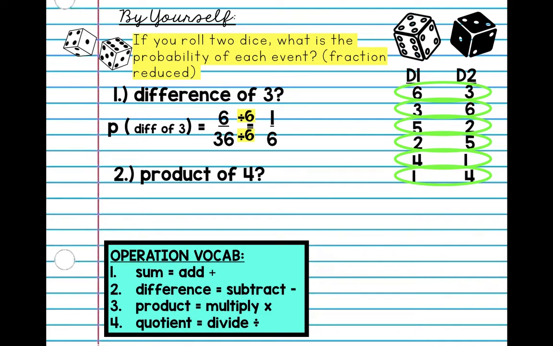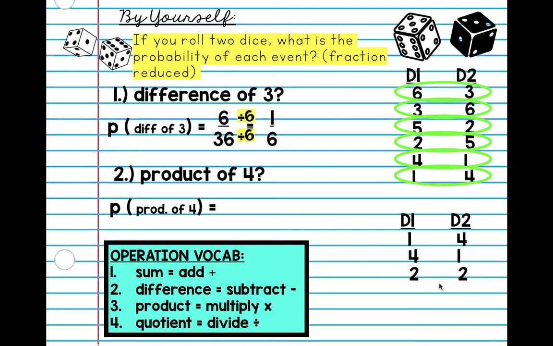Let's do one more. The product of 4. So go ahead and pause the video. I want you to try to figure out what two numbers can multiply together to get 4. Okay, and start with 1. Okay, so I have 1 here. 1 times 4 is 4, and then 4 and 1. So that's two possibilities. Let's move on to 2. 2 times 2, okay, equals 4.